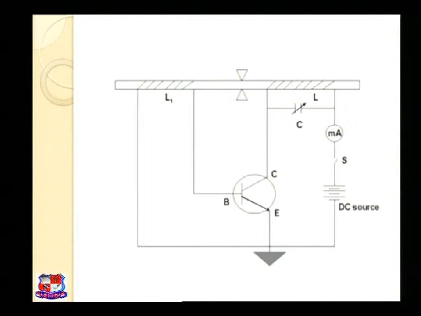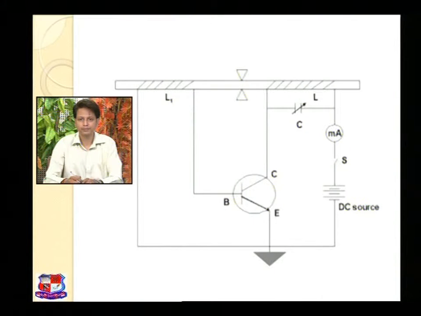In the diagram you can see a rod which is wound with two coils, one coil L and another coil L1. Parallel to coil L, there is a variable capacitor. Here a transistor is also kept, and it is joined with a DC source.